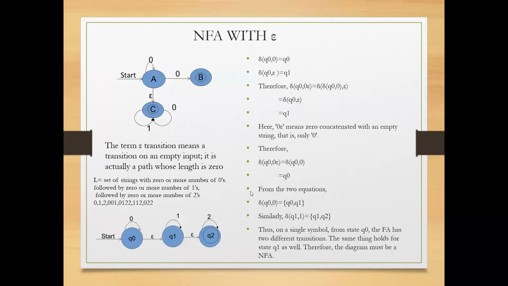So you could see that here again on input 0, there is a transition from state Q0 to two different states, that is Q0 and Q1. And Q1 on getting input 1, there is a transition again to two different states, that is Q1 and Q2. So here also this automata is showing non-deterministic behavior. So we can call it an NFA.